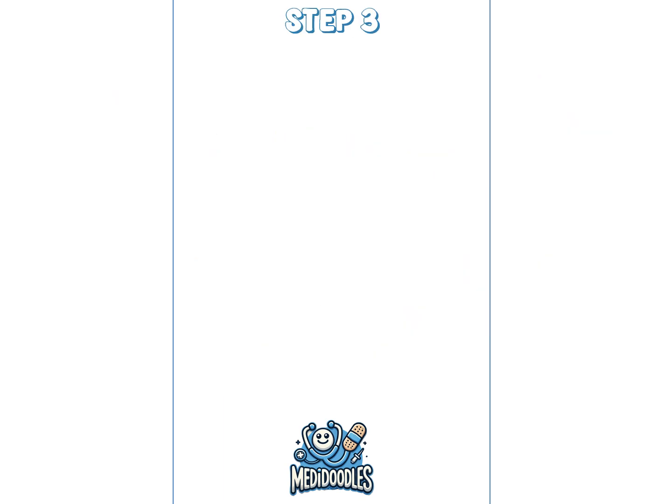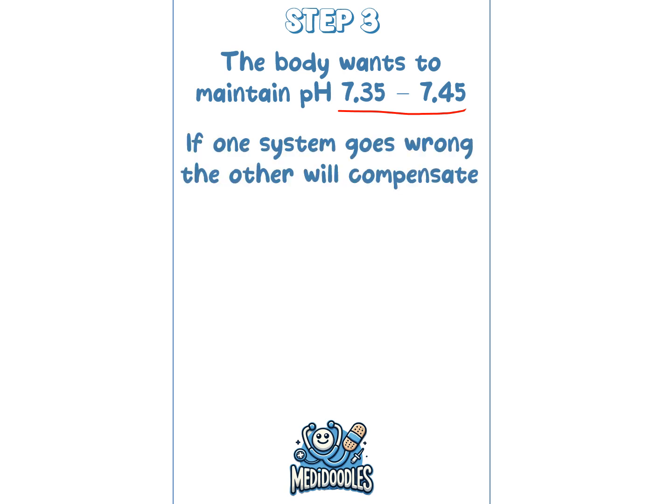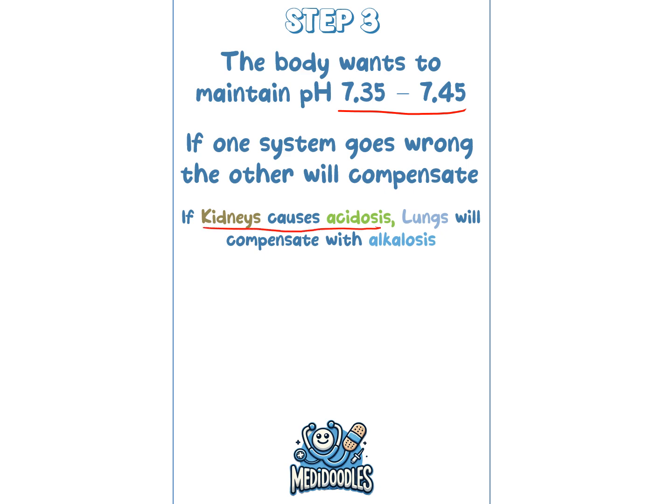Now there is one more step, and I want you to bear with me. So the body is always trying to maintain a normal pH, which we agreed is between 7.35 to 7.45. Now, if one system goes wrong, the other one will compensate, which means, for example, if one causes acidosis, what will happen? The lungs will cause alkalosis. Why? So it maintains a normal pH.